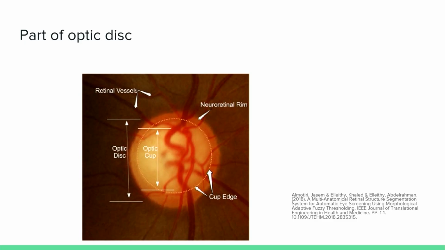The optic disc contains the optic cup in the central, which is the depression, and beyond the cup is the neuroretinal rim till the edge of the optic disc.